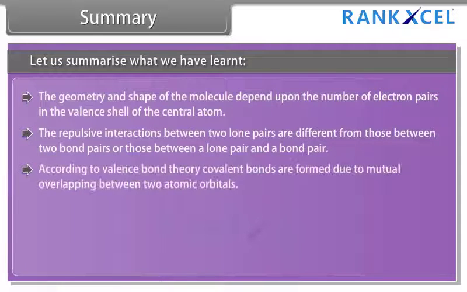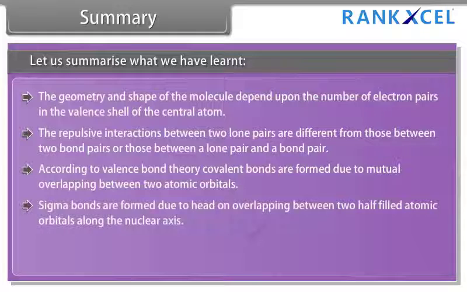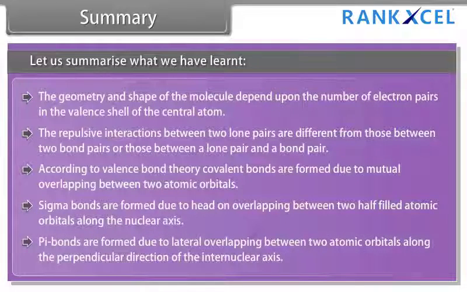According to valence bond theory, covalent bonds are formed due to mutual overlapping between two atomic orbitals. Sigma bonds are formed due to head-on overlapping between two half-filled atomic orbitals along the nuclear axis. Pi bonds are formed due to lateral overlapping between two atomic orbitals along the perpendicular direction of the internuclear axis.